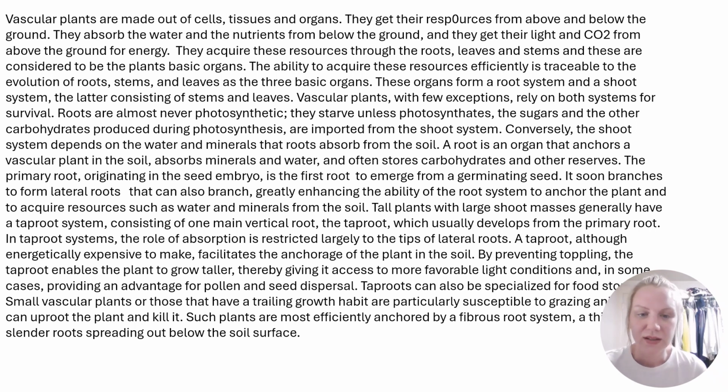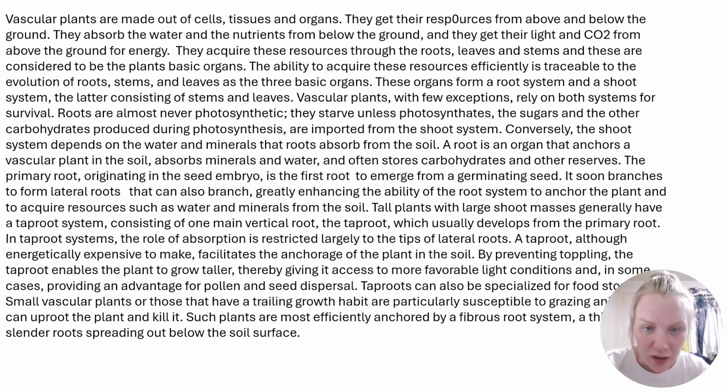Vascular plants are made out of cells, tissues, and organs. They get their resources from above and below the ground. They absorb the water and the nutrients from below the ground, and they get their light and their CO2, which is also known as carbon dioxide, from above the ground for energy. They acquire these resources through the roots, leaves, and the stems, and they are considered to be the plant's basic organs. The ability to acquire the resources efficiently is traceable to evolution of the roots, stems, and leaves.